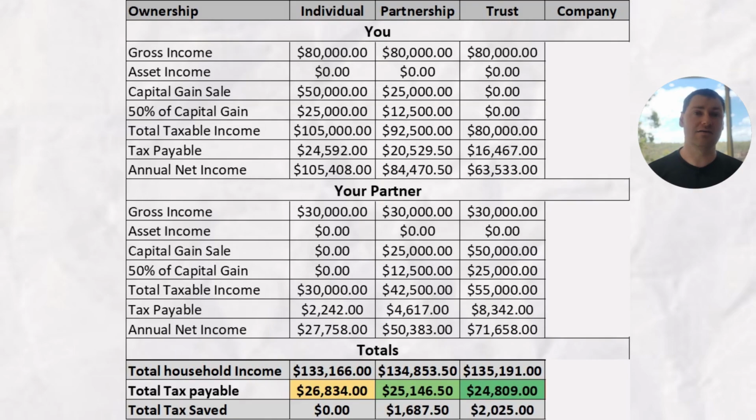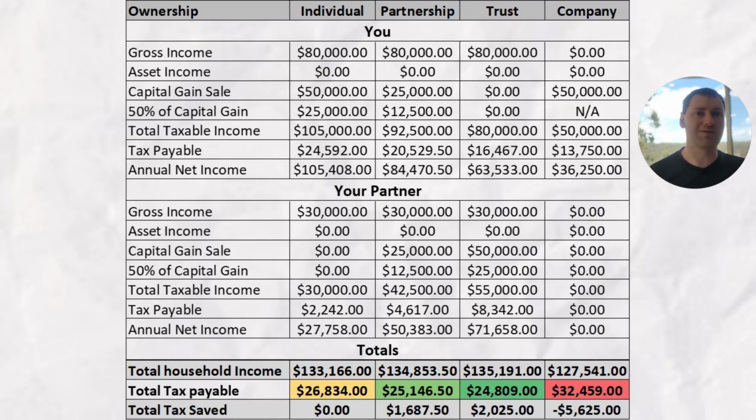What you can see here is that the net position is that your income for the household is increased from $133,000 if you owned it in your own name to $135,000 owning it in a trust structure. That's because you can distribute the earnings beneficially to maximize your net income and reduce your total tax bill.